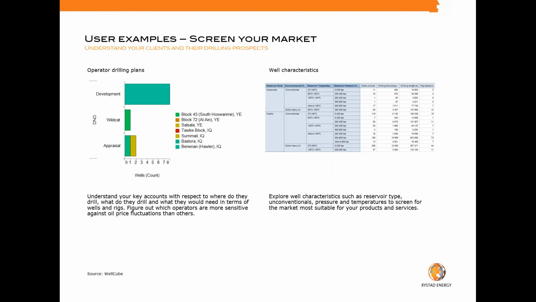Here we are looking at the operator DNO, and we can start to see how many development wells, how many wildcats, and how many appraisal wells they will be drilling on specific assets. On the right hand side we have a table with different items. You can look at the reservoir rock, the unconventional type, the temperature of the reservoir, and also the pressure of the reservoir.